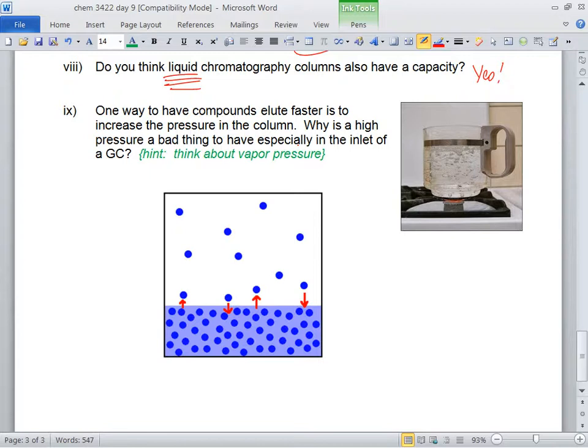Okay, so the pressure idea. Everything's hunky-dory. We inject it, things are going great, we can see our peaks. It's just that it takes so long. I want to go faster. So you mess with the temperature in the oven, and yeah, it's okay, but it's still so slow. You crank up the pressure in this inlet. In other words, you crank up the flow rate of the mobile phase. The only way to crank up the flow rate is to crank up the pressure. And the pressure starts in that inlet. What happens with boiling points with pressure? If you crank up the pressure, what happens to the boiling point?